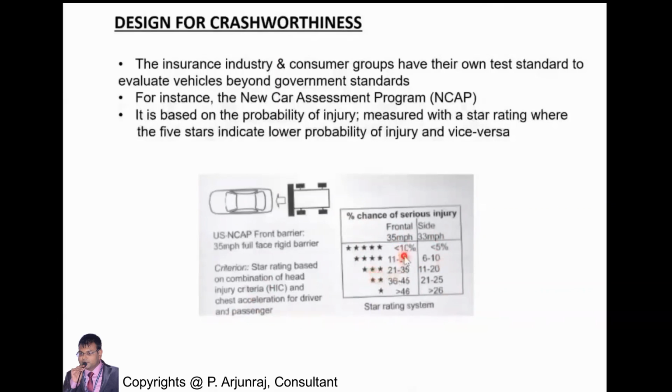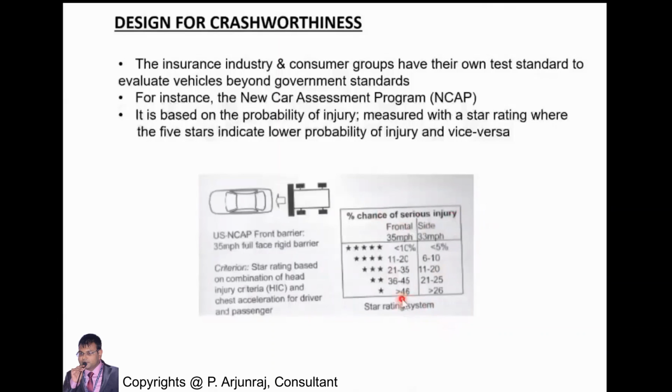Okay. And you see here it is based on the probability, as I was telling, which is nothing but a percentage of chance. So when you have the percentage of chance less than 10 percent, then you give this as a 5-star rating for a frontal impact, and for a side impact, less than 5 percent. See, you will have the injury. It doesn't mean that there is no injury; the probability here says the percentage of chances for a serious injury. Okay, even that is very much important, and based on that you give the star rating, basically.